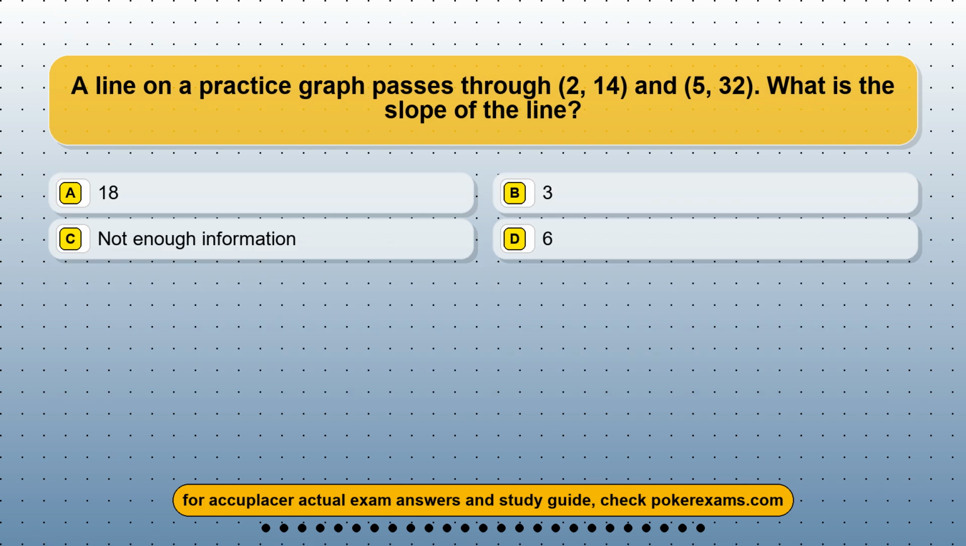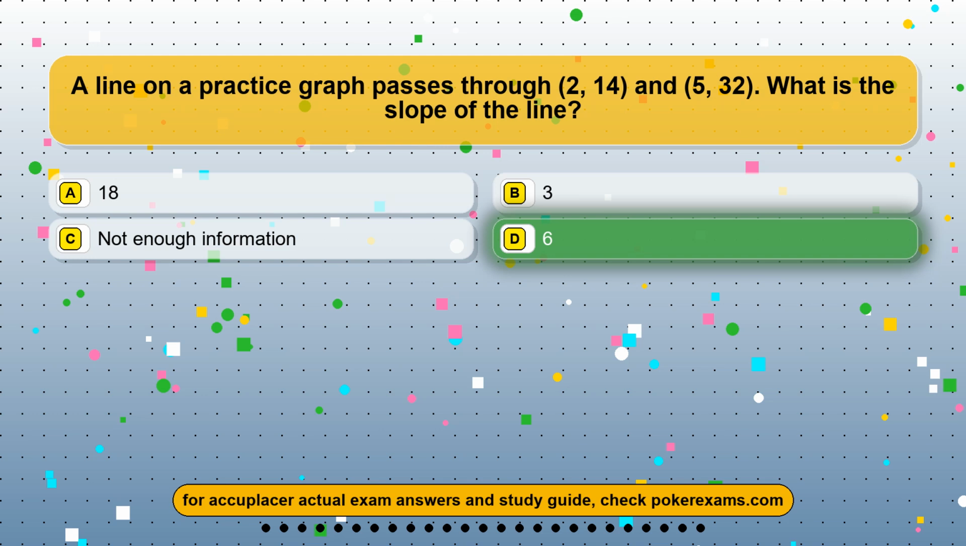Question 5. A line on a practice graph passes through (2, 14) and (5, 32). What is the slope of the line? Option A, 18. Option B, 3. Option C, not enough information. Option D, 6.